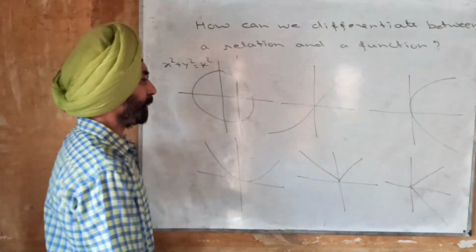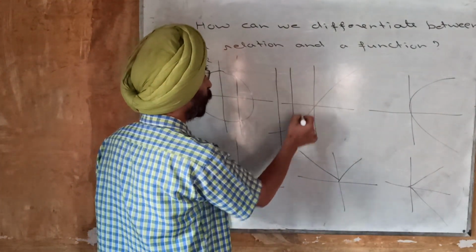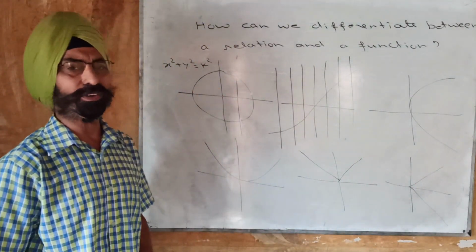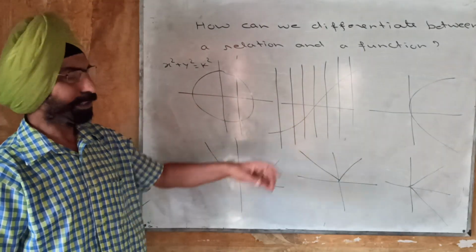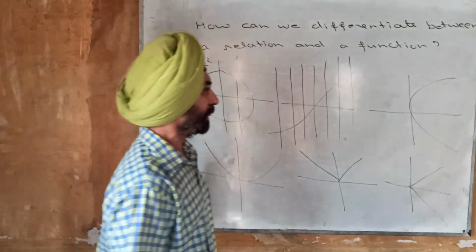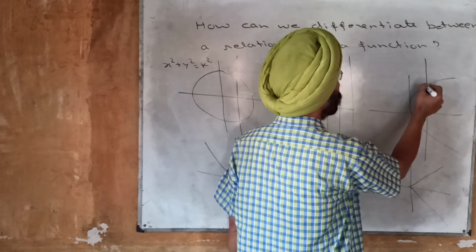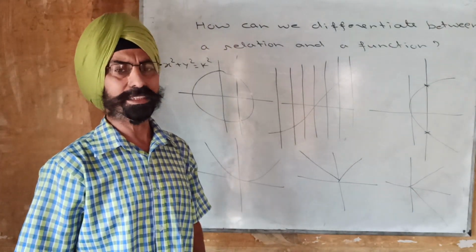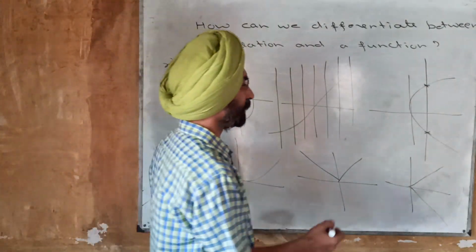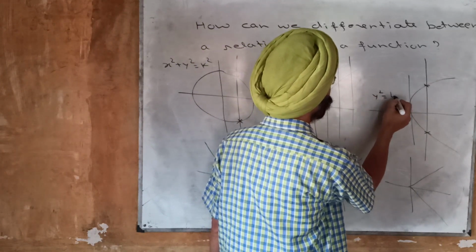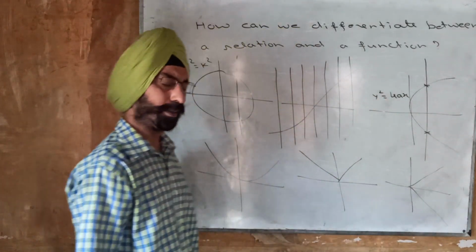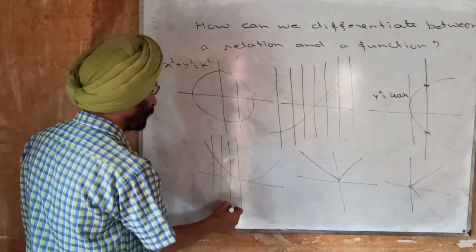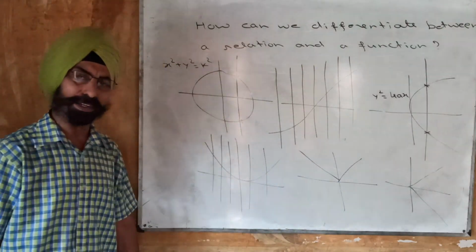The next one, whatever vertical line you draw, it will cut this graph at exactly 1 point. So the second one is a function. The third one, you can draw a vertical line which cuts the graph in 2 different points. So it is not a function, it is a relation. The equation is y square is equal to 4ax, it is a parabola. The fourth one, whatever vertical line you draw, it will cut the graph at exactly 1 point.